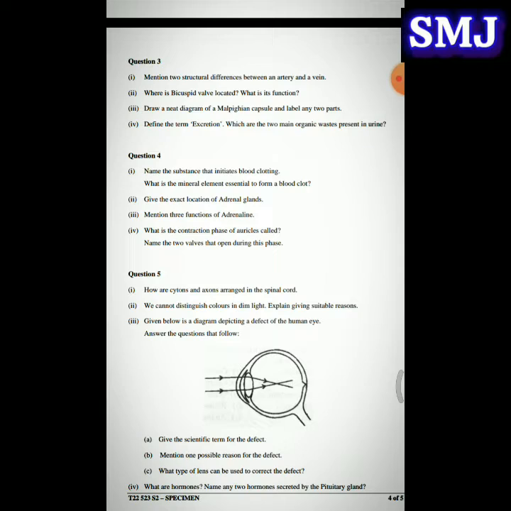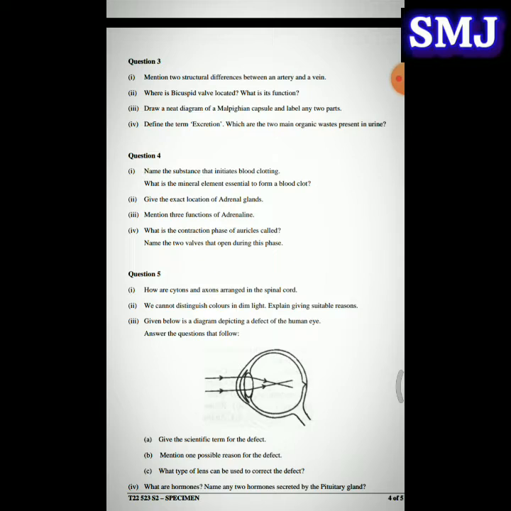Where is bicuspid valve located and what is its function? So the answer is, the bicuspid valve is situated between the heart's left atrium and left ventricle, and the function of bicuspid valve is to separate the atria from the ventricles in the heart and ensure that blood only flows in one direction. Next question is, draw a neat diagram of Malpighian capsule and label any parts. You can see it from your textbook or anywhere.